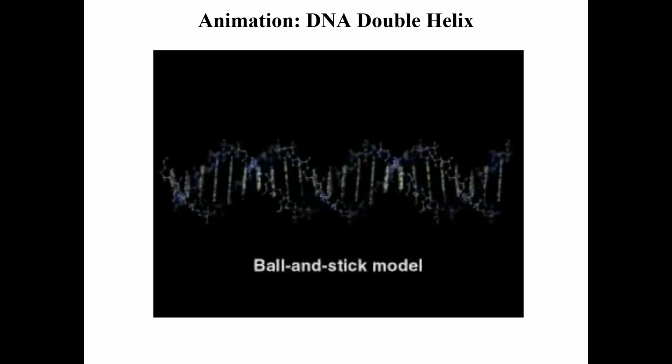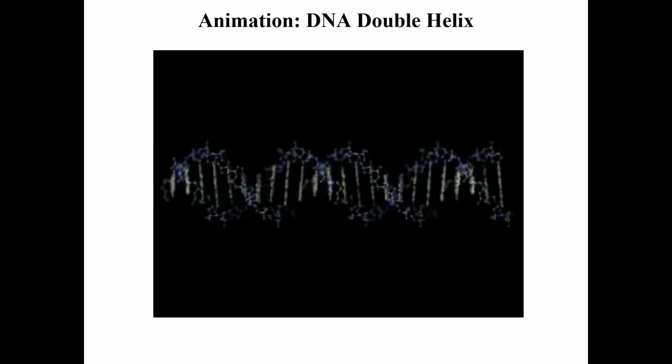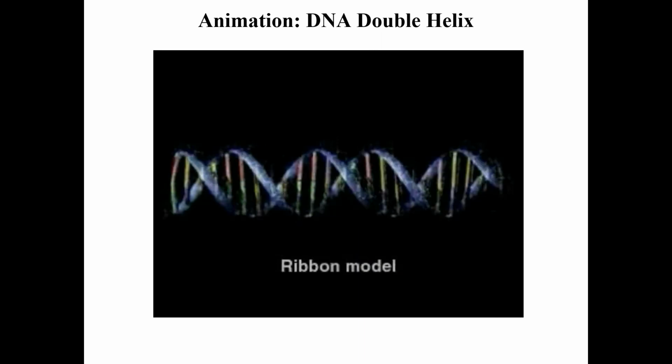The double helix can also be represented by a ball and stick model. For simplicity, a ribbon model is often used, with ribbons for the sugar phosphate backbones.